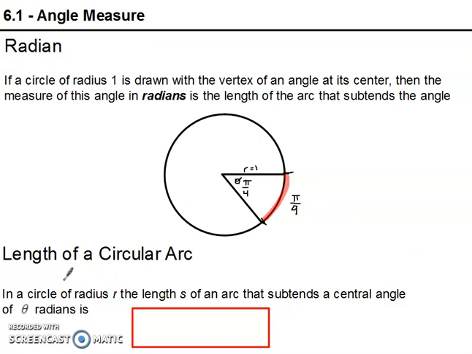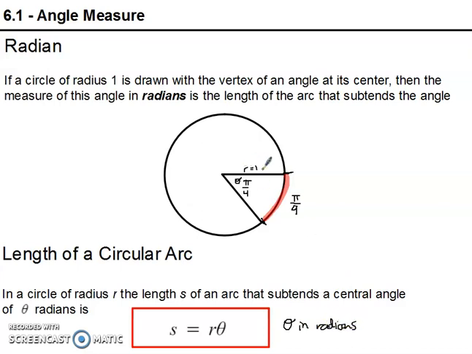The length of a circular arc in a circle of radius r, so now we're saying, okay, maybe the radius isn't 1, maybe the radius is something like 10 or 12 or 30. Then the distance along the outside of the angle that subtends that central angle of theta radians is found by the following formula. S is your arc length, and it's equal to r, which is your radius, multiplied by theta, where theta must be in radians.